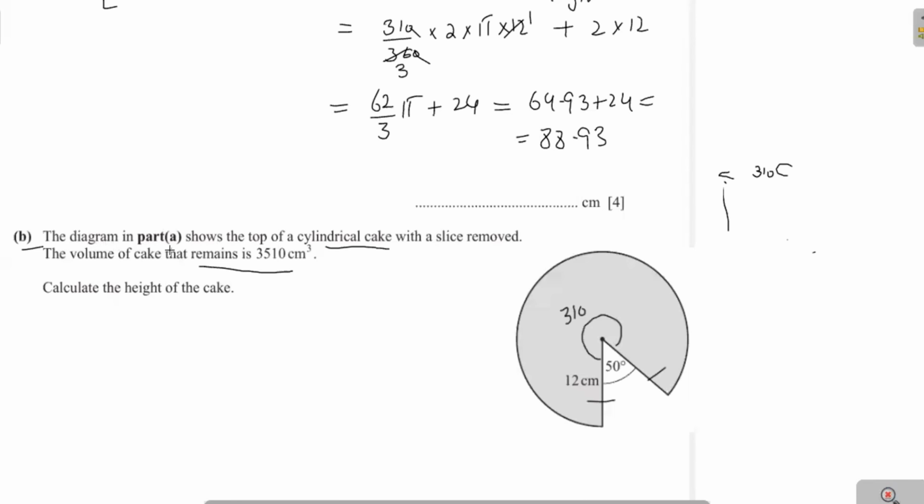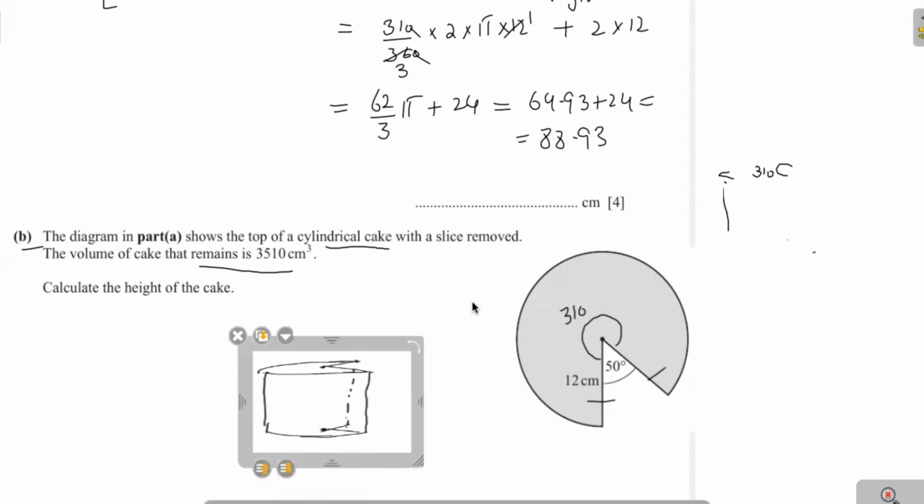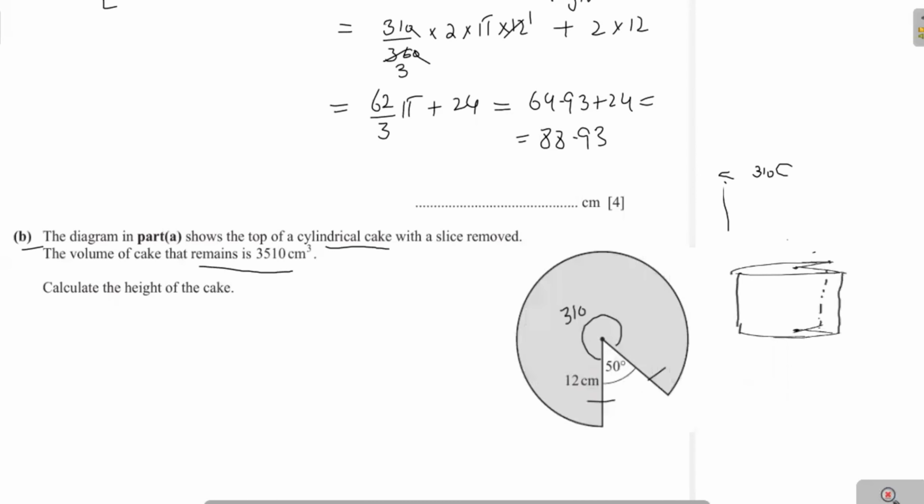Part B, the diagram in part A shows the top of a cylindrical cake with a slice removed. The volume of the cake that remains is 3,510 cubic centimeter. Calculate the height of the cake. The shape of the cake is just like this, and this is a 3D regular shape. The volume of the regular shape is equal to base area into height. Here the base area is the area of the sector.